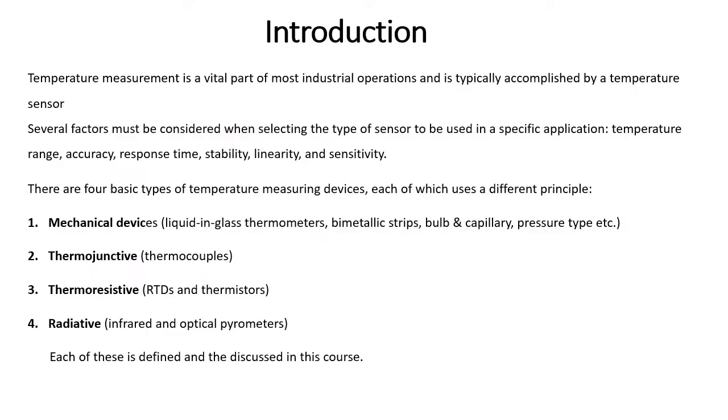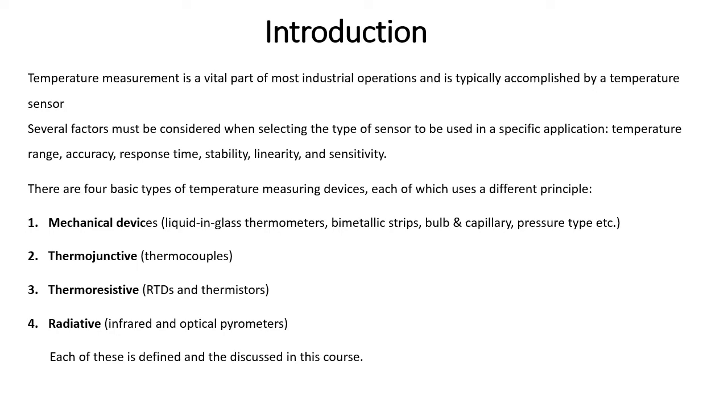So as I discussed, the most vital part of most industrial operations is temperature measurement, and it is typically accomplished by a temperature sensor. Now, when choosing a temperature sensor, many factors are to be kept in mind, such as what is the temperature range of measurement, how accurate the device should be, what the response time should be, and the stability of the device, linearity, and sensitivity.